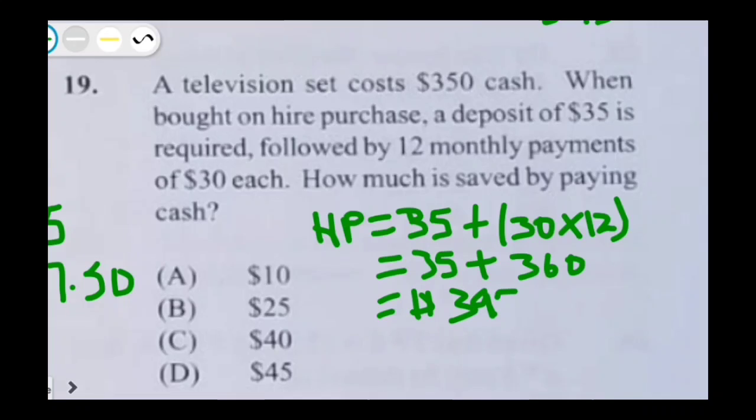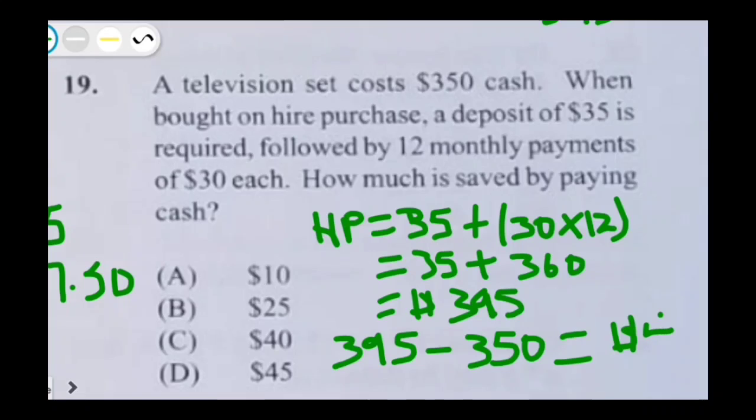The television costs $350 cash, so we need to know how much the person is going to save if they pay by cash. So it's going to be $395 minus $350, and this is going to equal $45. So if the person is to buy the television in cash, they're going to save $45, which is D.